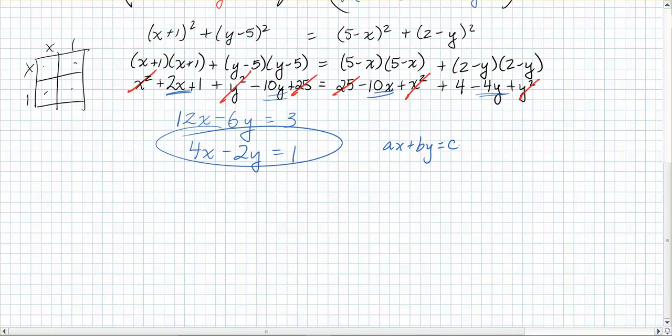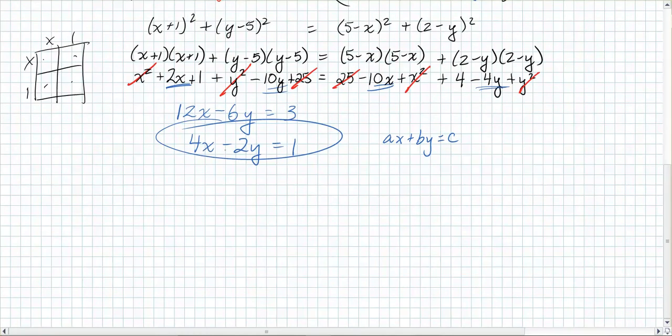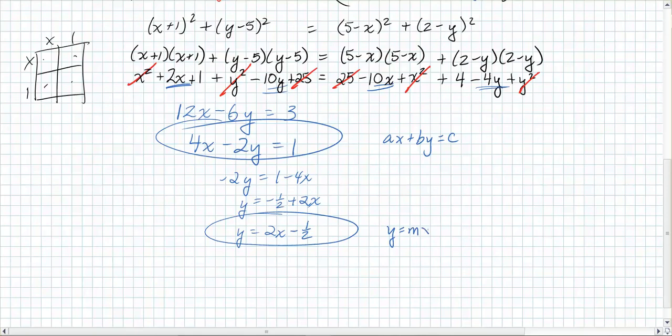Okay. If you prefer slope-intercept, you can just isolate the y. Negative 2y equals 1 minus 4x. Divide by negative 2. So it becomes negative 1/2 plus 2x. And then most people like the 2x in front, minus 1/2. And there's your slope-intercept form if you prefer that. y equals mx plus b. Slope-intercept versus standard, and either one's fine.